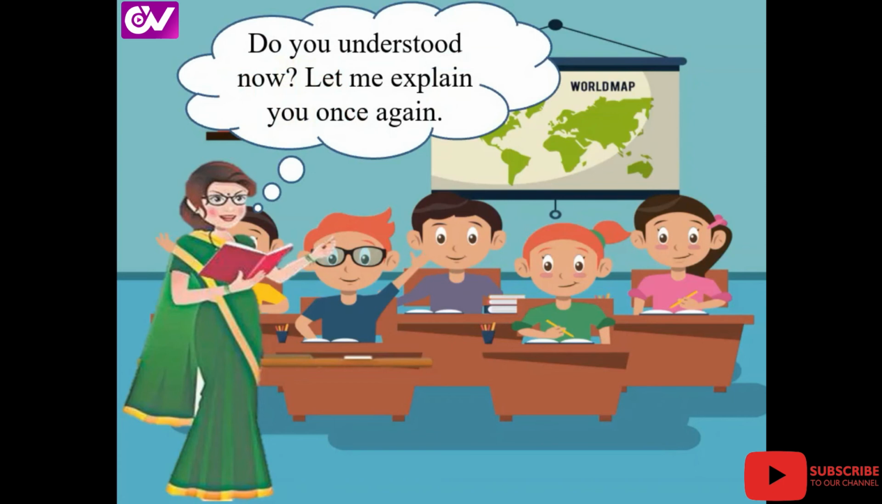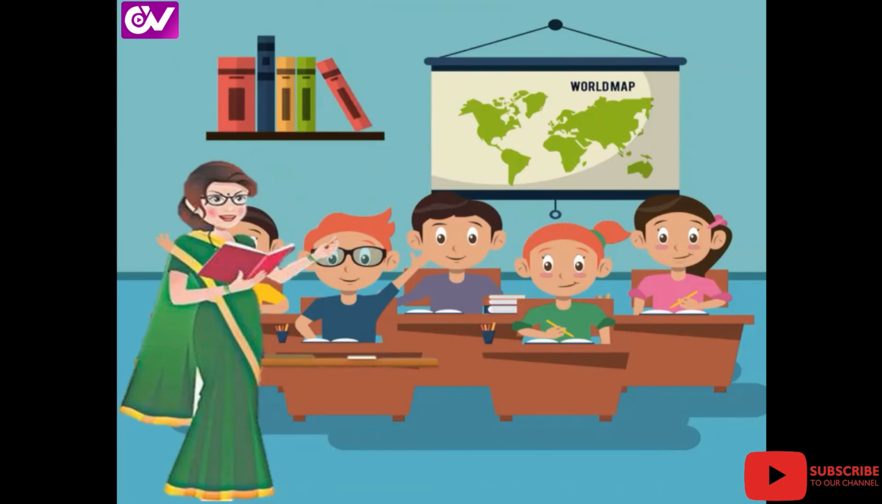Did you understand now? Let me explain once again. Okay children, in this chapter we learn about the sun and the earth. The sun gives us light and heat, hence it is called a star. The sun and the 8 planets that go around the sun are collectively called the solar system. What are all the 8 planets? Mercury, Venus, Earth, Mars, Jupiter, Saturn, Uranus and Neptune.